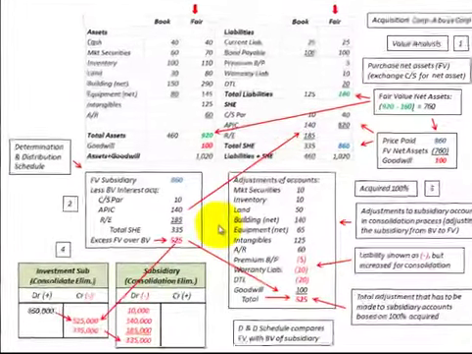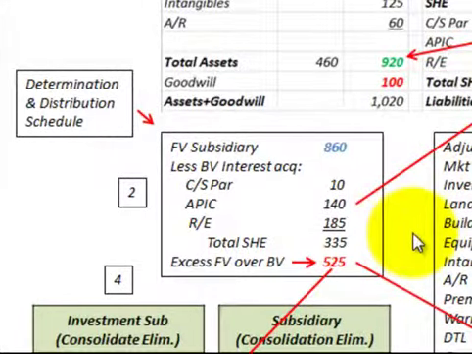Okay, here we're going to be looking at a determination and distribution of excess schedule that's used for consolidating a subsidiary company with its parent company. The schedule compares the subsidiary's fair value with the recorded book value of the equity of the subsidiary, and it shows the amount of adjustments that will be made to the subsidiary accounts in the consolidation process.